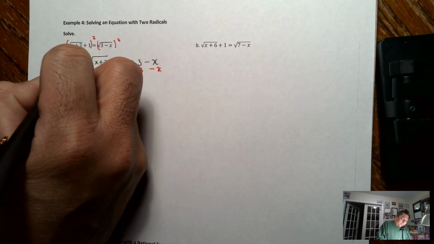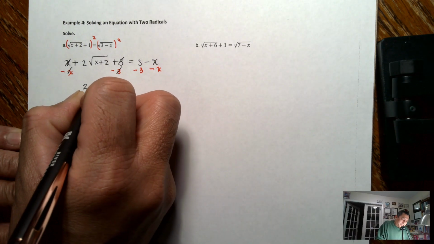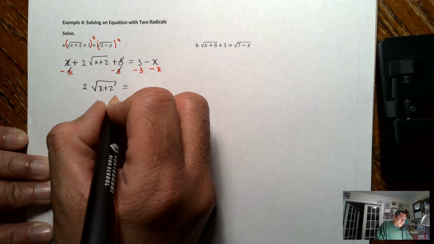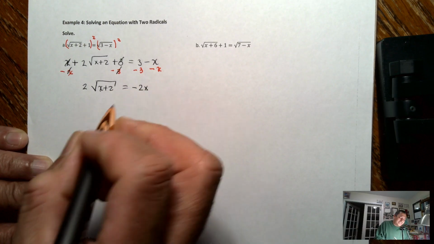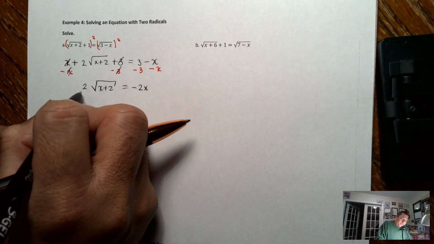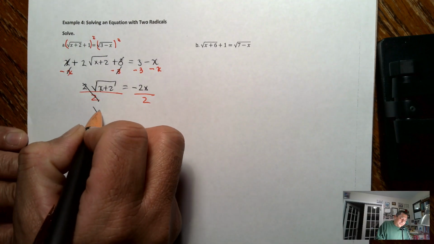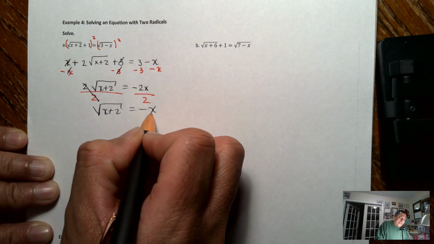So these two go away, these two go away. So I have 2 square root of x plus 2 equals 3 minus 3 is 0. And negative x minus x is negative 2x. Then I'm going to divide both sides by 2. So I have the square root of x plus 2 equals negative x.